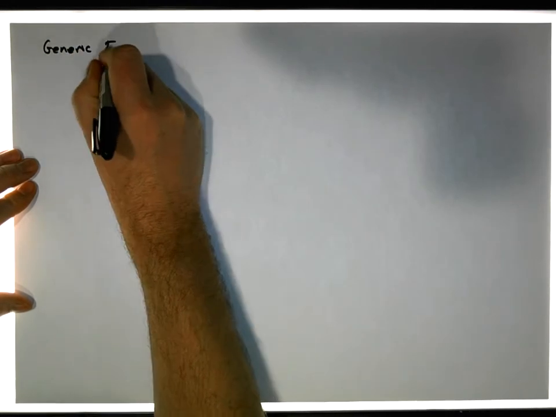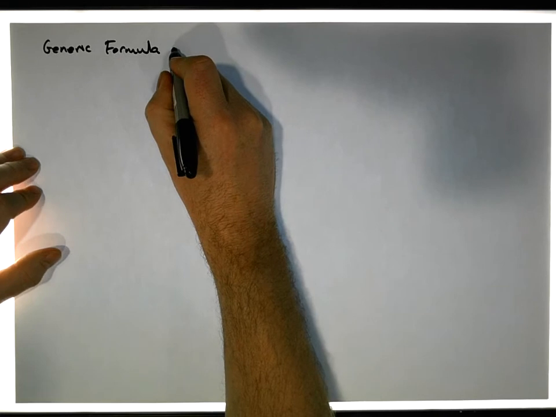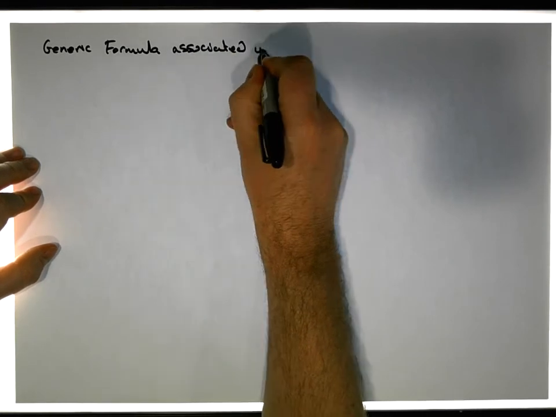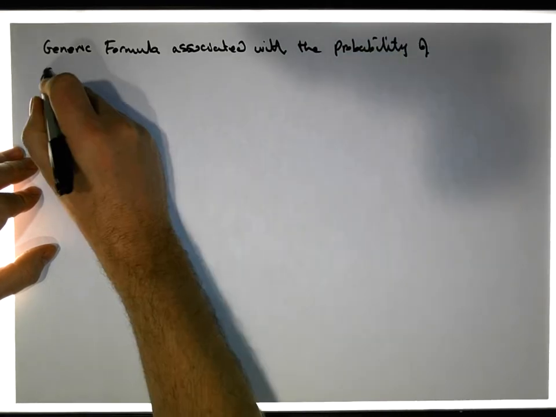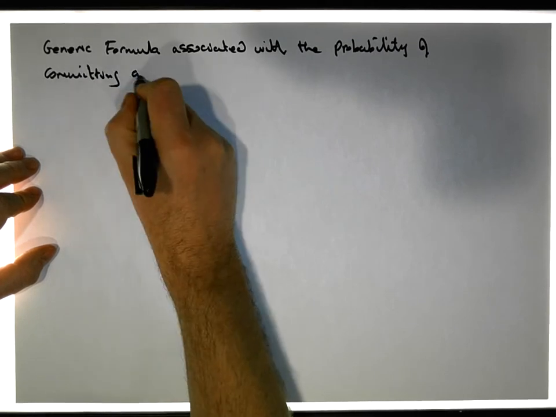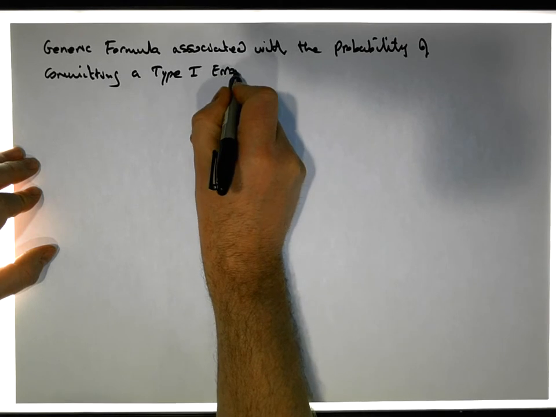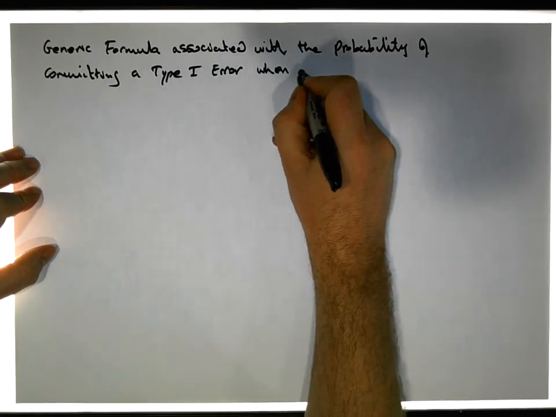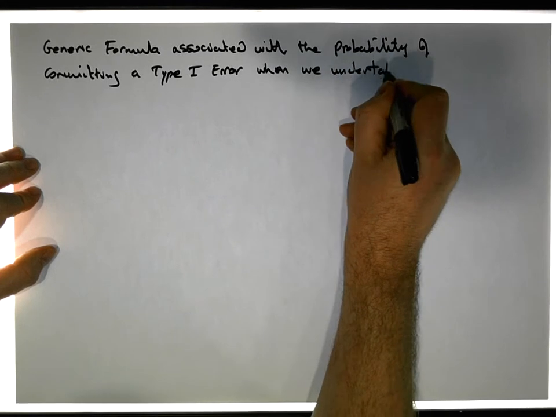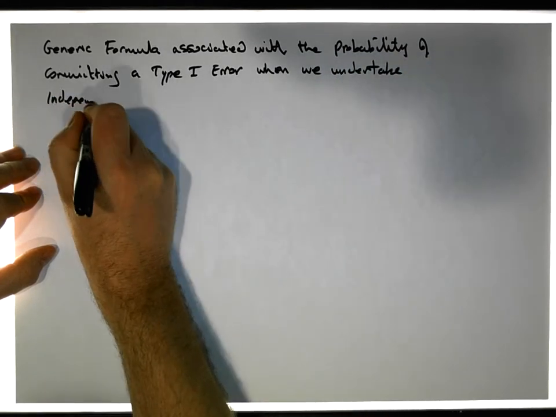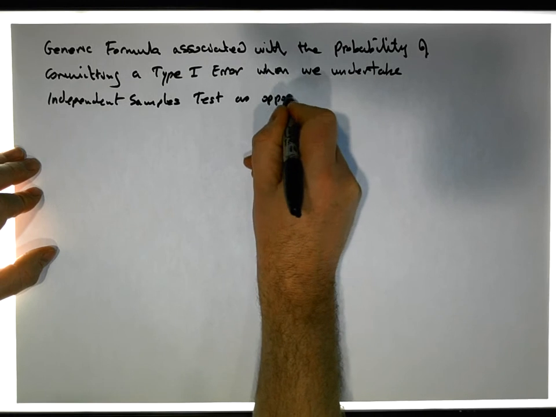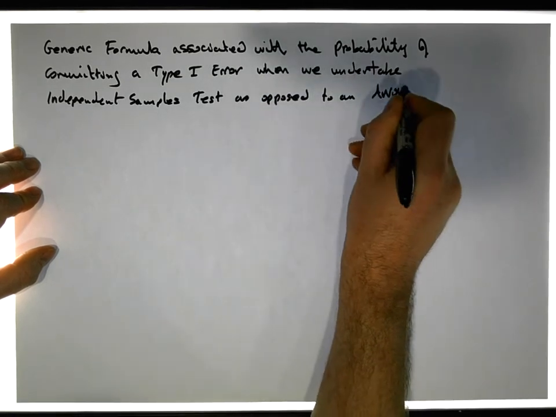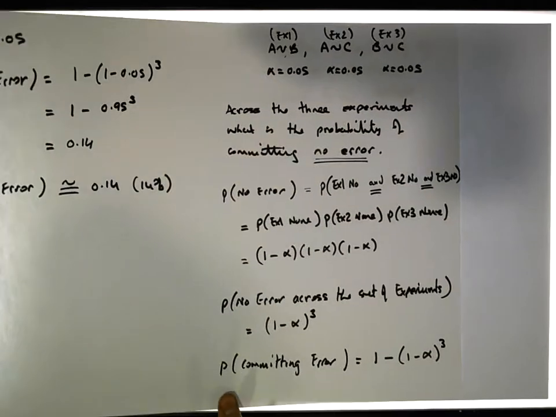So the probability, a generic formula, okay, associated with the probability, okay, of committing a type 1 error, okay, when we undertake independent samples tests, as opposed to an ANOVA, okay, is, well, the probability of a type 1 error, okay.